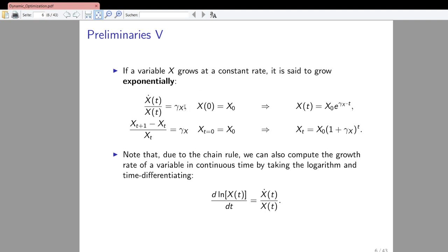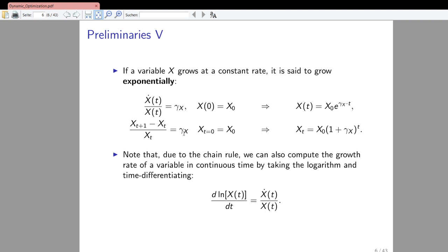So with a growth rate gamma_x in continuous time and an initial level of the variable x_0 given as x sub 0, then we can calculate the level of the variable x at each point in time by taking the initial level and multiplying it with the growth factor being e to the power of the growth rate times t. So for any point in time, we basically know then the particular level that the variable x attains. And we can do the same for discrete time.